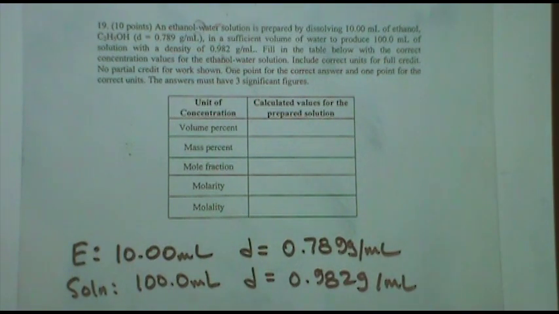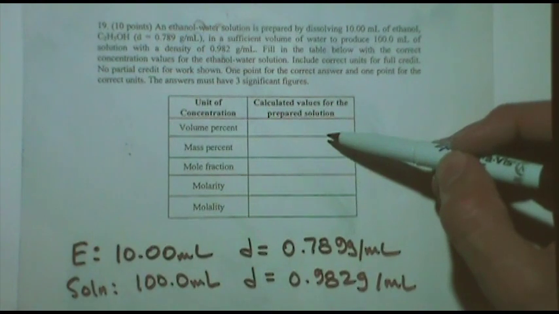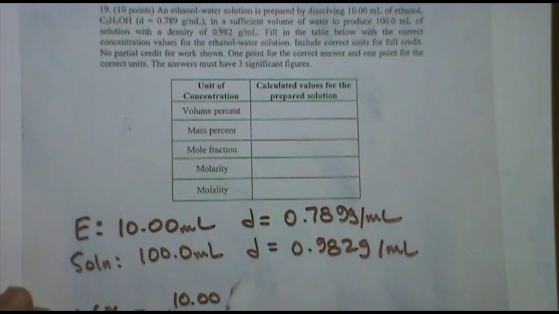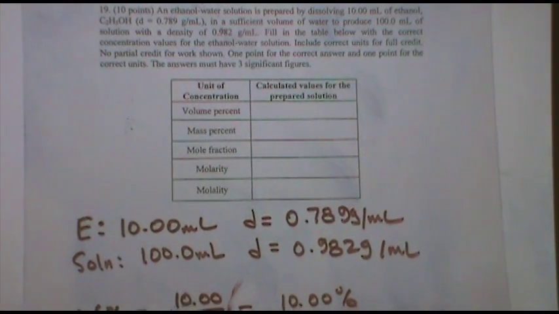Okay. So the only easy part about this question is going to be the first part, the volume percent. Volume percent is the volume of the solute, 10, divided by the total, 100. This is the only easy part, 10%. Okay, the rest you actually have to think.